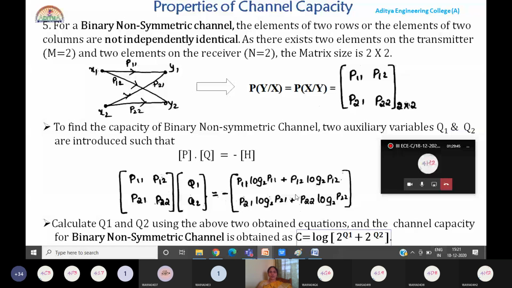And using Q1 and Q2, you can obtain the channel capacity as C is equal to log 2 power Q1 plus 2 power Q2. So what is the capacity of binary non-symmetric channel? C is equal to log 2 power Q1 plus 2 power Q2, where Q1 and Q2 are the two auxiliary variables which can be obtained by using a relation PQ is equal to minus H.